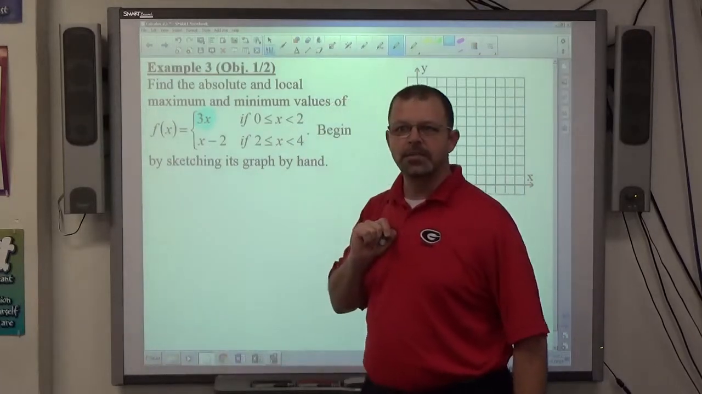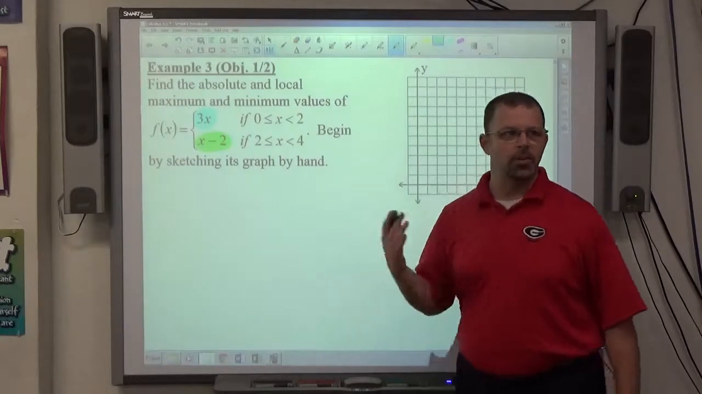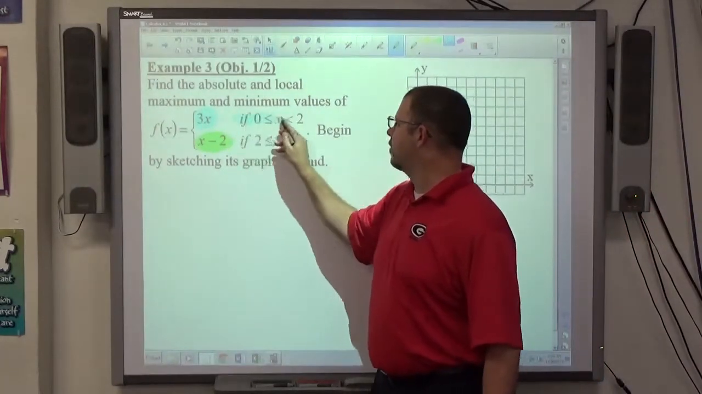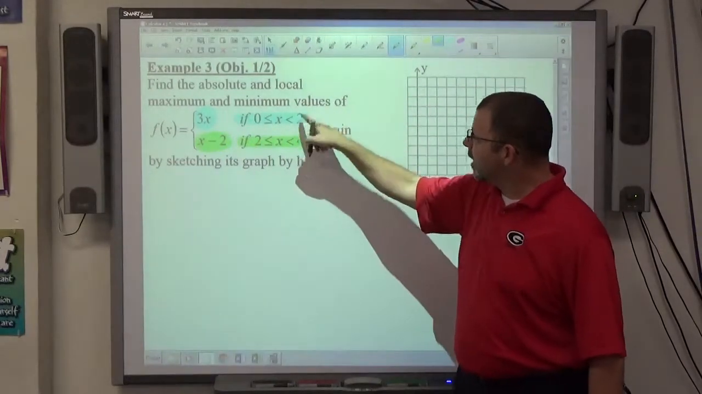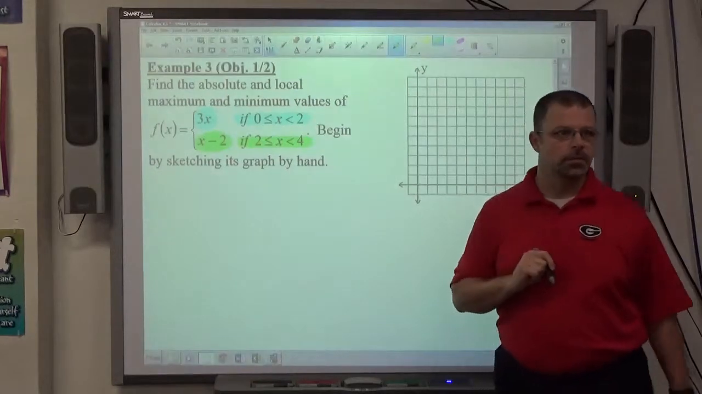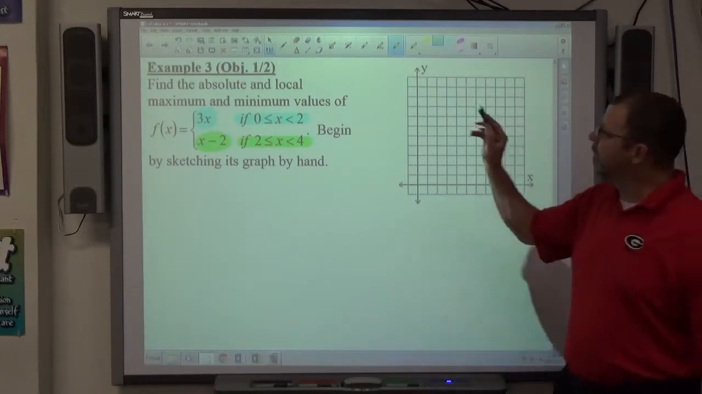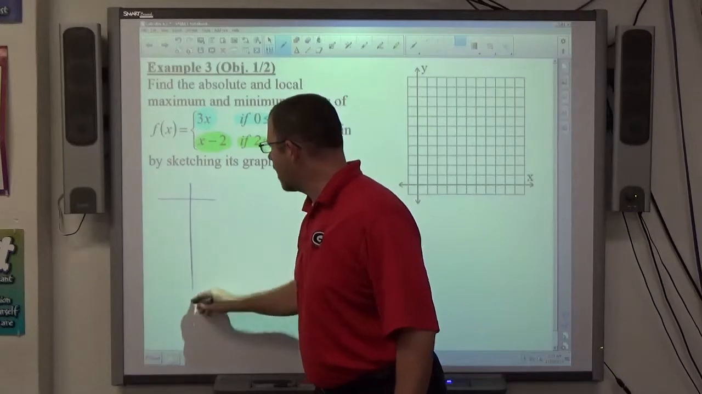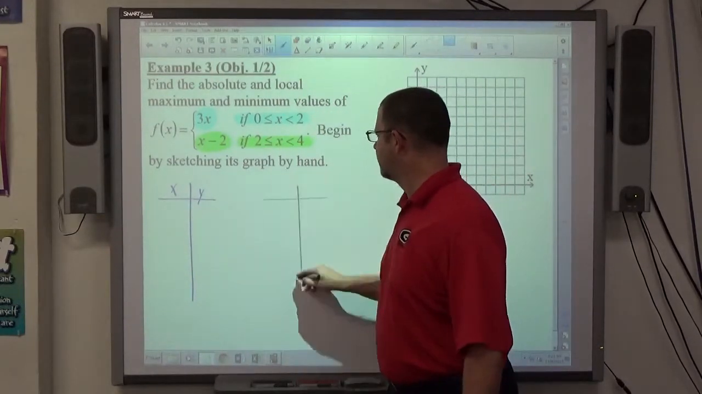3x is a line, and x minus 2 is a line. So they're just two lines. Okay. But the 3x line only lives from 0 to 2, and the x minus 2 line only lives from 2 to 4, not including 2, not including 4. All right, so again, consider open circle scenarios here when you're graphing. So I'm going to do the 3x in blue and the x minus 2 in green, just to keep with the highlights. So I got xy, and I got xy.